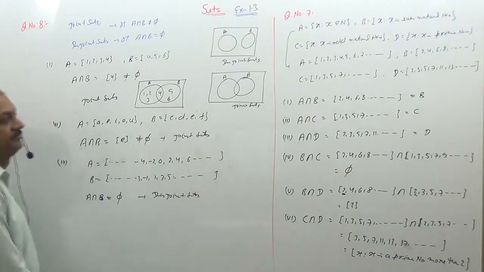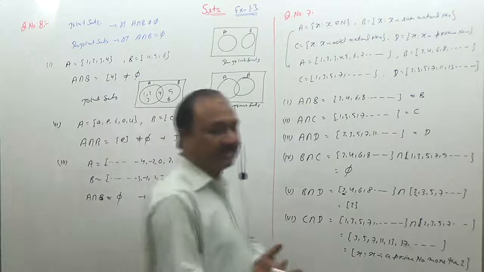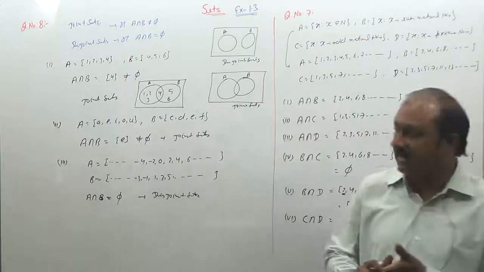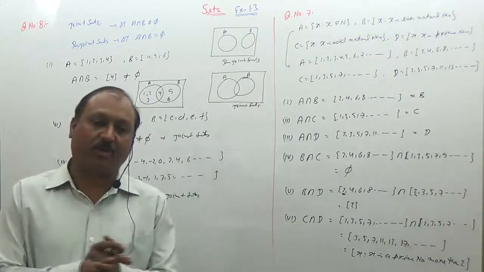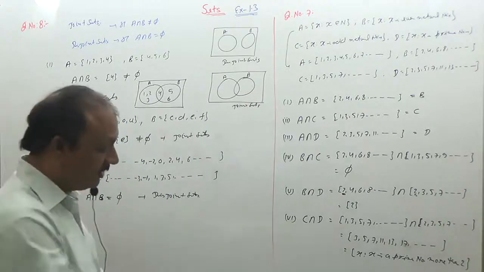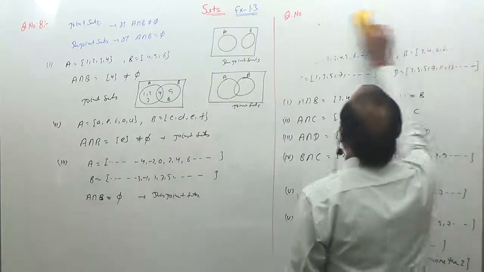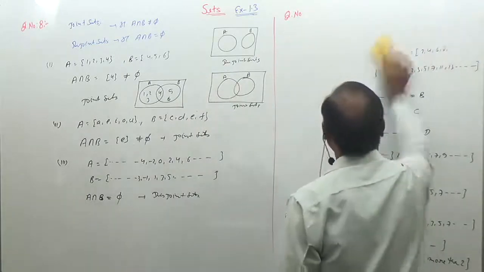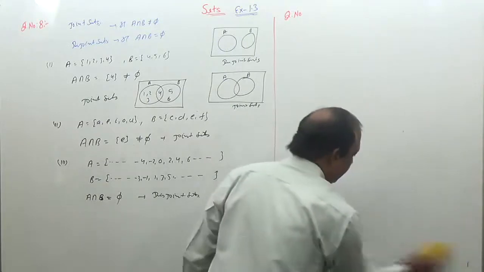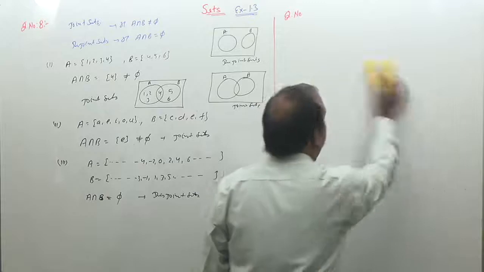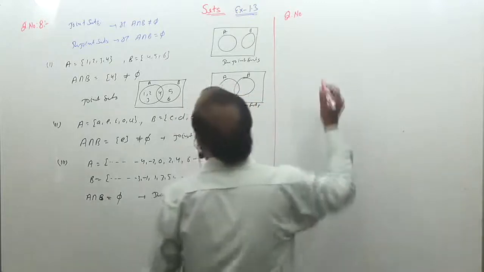So simply we can verify whether the given sets are joint or disjoint according to their intersection. If there is a common element between them, these are called joint sets, and if there is no common element between them, these are called disjoint sets. Now, question number 9.